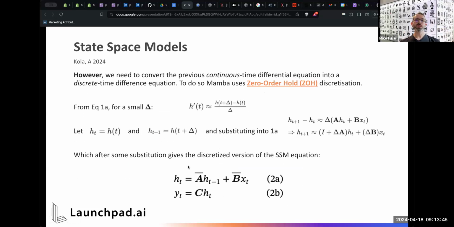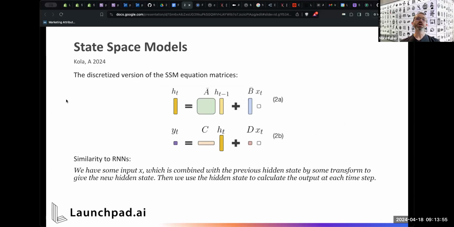Yeah, and you basically have to learn these matrices. A and B become matrices which you have to learn, and you have parameters that you have to learn in order to give your output. So if we look at this in terms of the matrices here, similar to RNNs, interestingly, we have an input X, which is combined with the previous hidden state by some transform to give the new hidden state. Then we can use this hidden state to calculate the output at each time step, basically through matrix multiplication as normal.